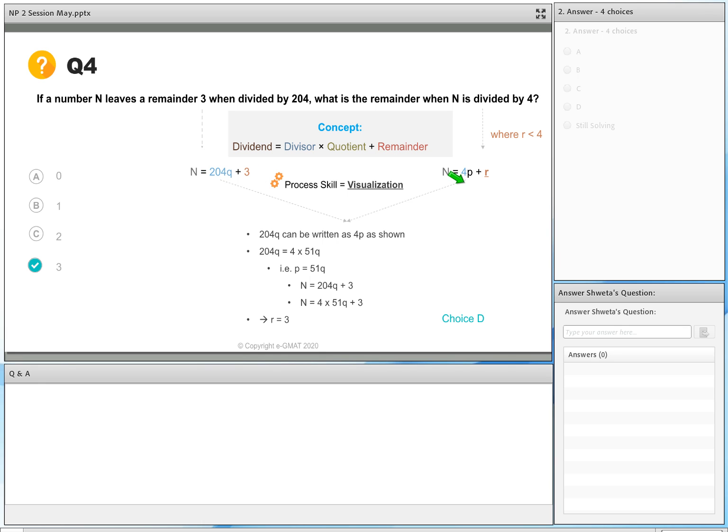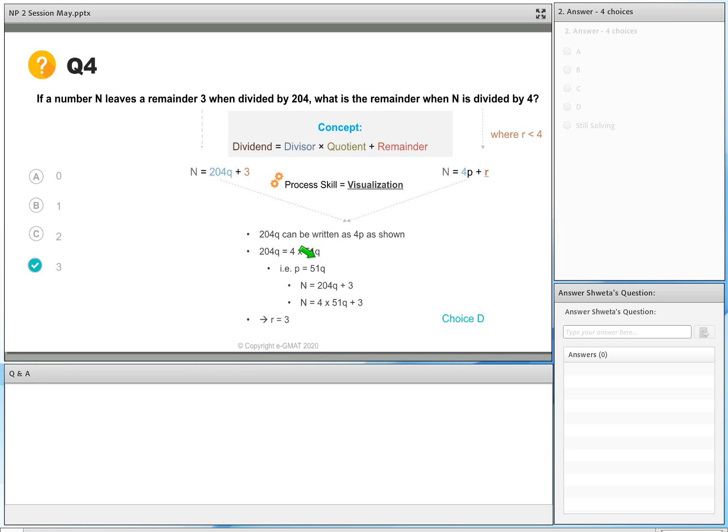Now it's very simple because 204 is just a multiple of 4. How am I so sure? I'm just looking at the last two digits, 04. 04 is of course divisible by 4. So 204q can be written as 4 times 51q.